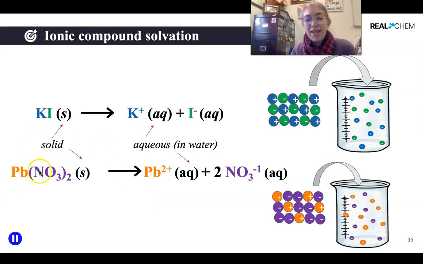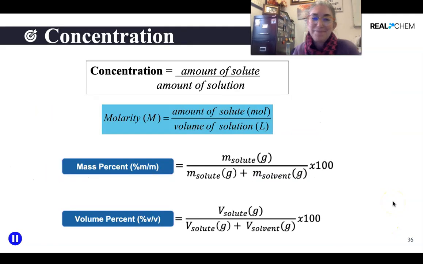Same thing here with lead nitrate. Lead nitrate is one ion of lead and two ions of nitrate, so that subscript becomes the coefficient. In other words, the one lead and the two nitrates separate, so we have a bunch of individual ions here. And I think I color-coded them wrong here. There should be twice as many purples as there are oranges.